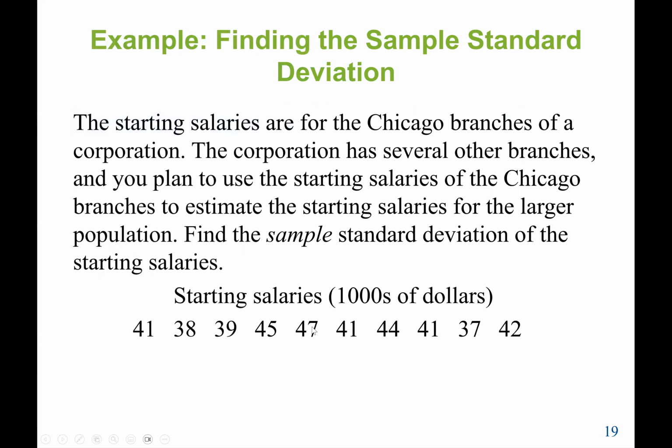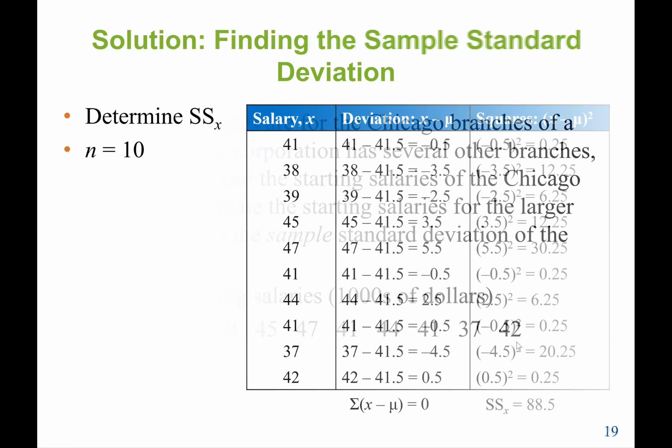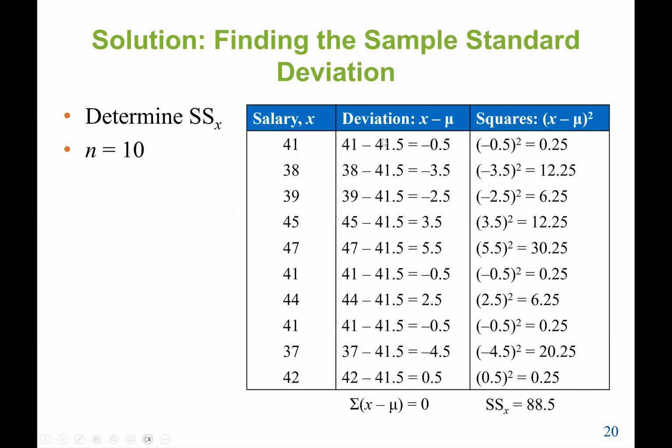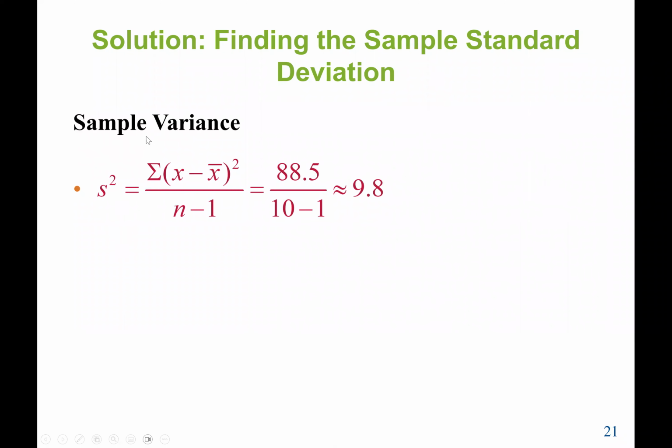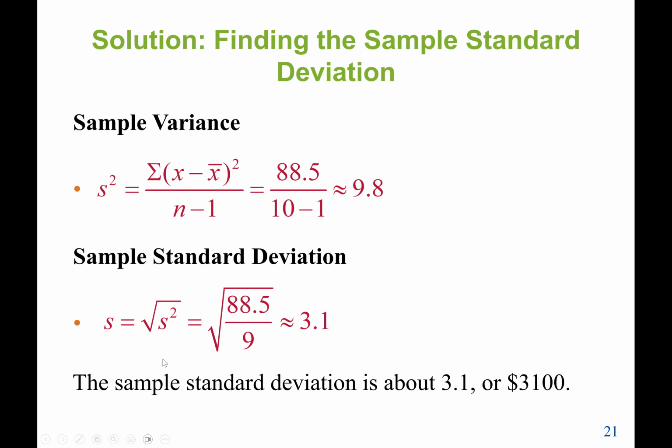So we are doing the same example. We have again 10 starting salaries. This time we want to find the sample standard deviation. So we are assuming this time the data set here is a sample. So we follow the same process. First, we get the mean of the data set. Then we can find the deviation of each entry. Then we square the deviation. Then after that, we find the variance. But this time, the variance will be divided by n minus 1. So we get 9.8. Then after that, we find the standard deviation, which will be the square root of the variance.